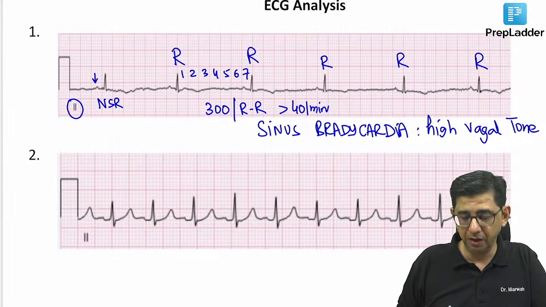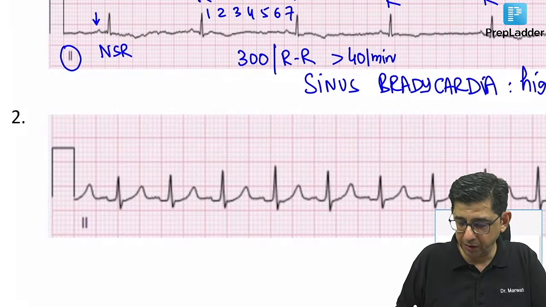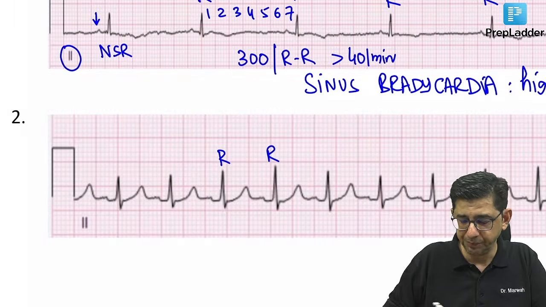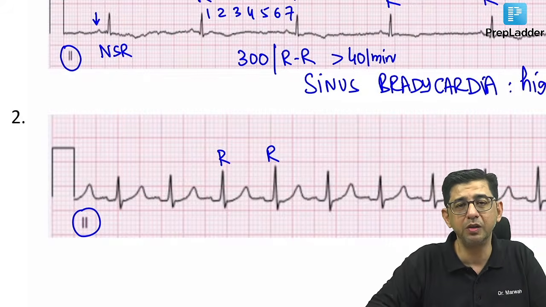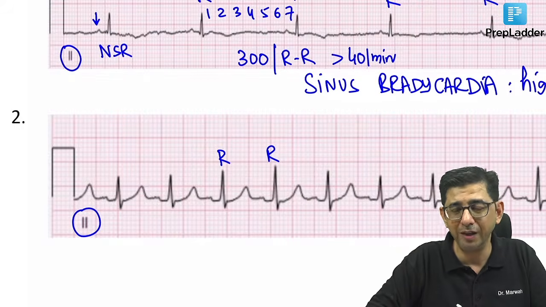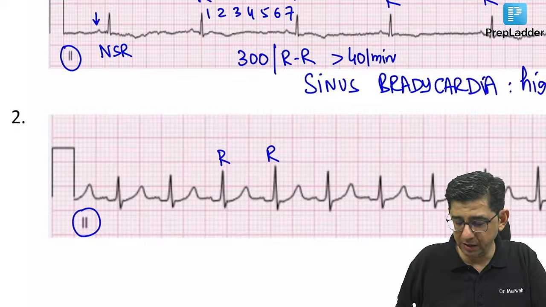Now moving to the second one, this is again a very quick interpretation. If you check out the RR interval in lead number 2 once again, which we call the rhythm strip, you will notice that a heart rate of a little more than 2 is present.